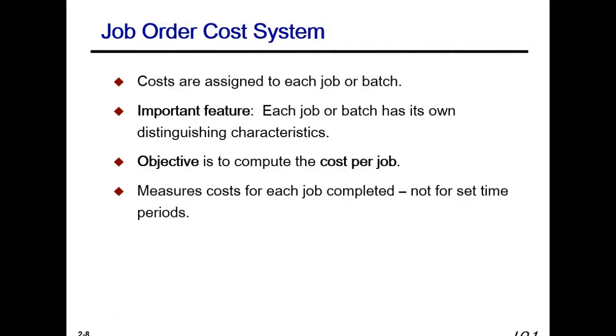C. So this job order system means we assign costs to each job or each batch. This is what we would use in automobiles, wouldn't we? Or homes. Each job or batch has its own distinguishing characteristics. The objective is to compute the cost per job. So this method measures cost for each job completed.